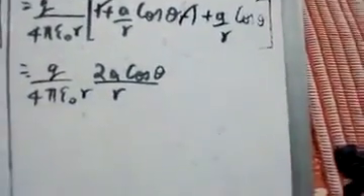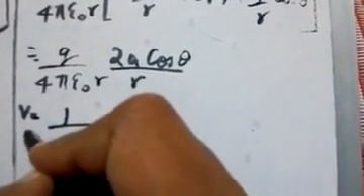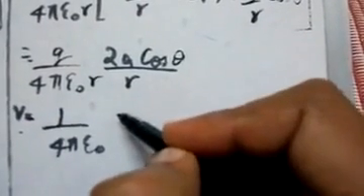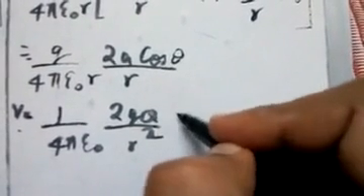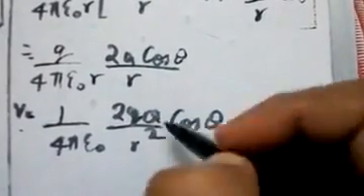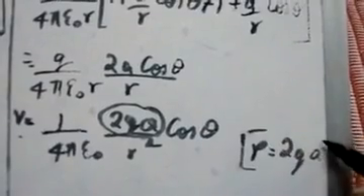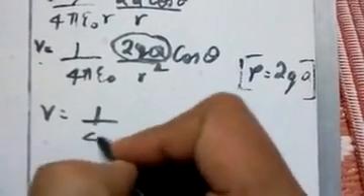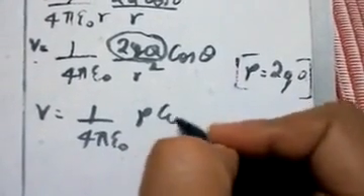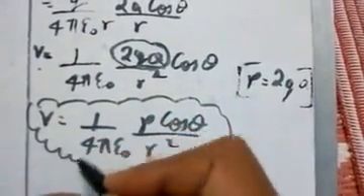Now R into R is R square. We can rearrange and write. Let us rearrange and write now. So what happens is we get 1 by 4 pi epsilon naught. Left side we have V total voltage, that is, the total potential difference, equal to 2QA by R square into cos theta. Now you know that 2qa is the dipole moment, that is P. So dipole moment P is equal to 2qa. Let me write that down and use it now. So we have here V is equal to 1 by 4 pi epsilon naught into P cos theta by r square. So this gives us the formula for the potential at a point due to an electric dipole.